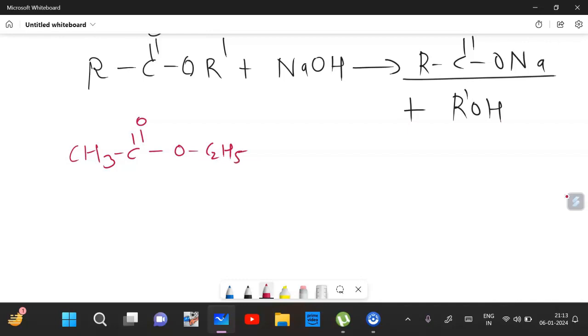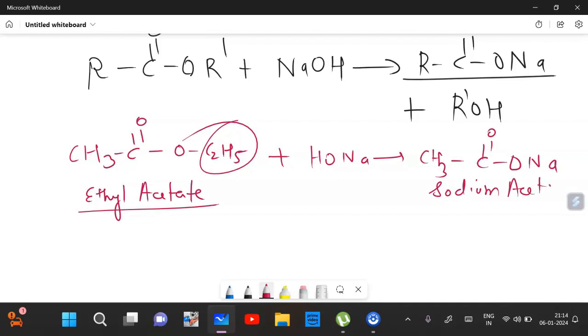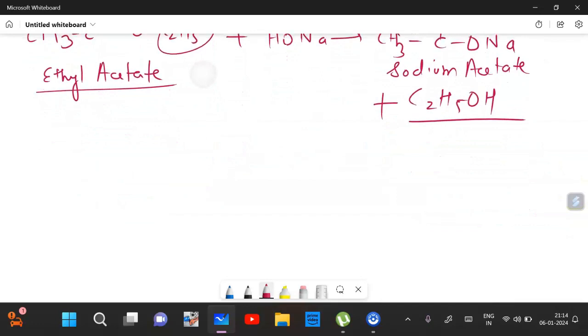This is ethyl acetate. This reacts with NaOH, which you can write as HONa. Simply remove the water and it will form CH3, C double bond O. This is sodium acetate, and with sodium acetate there will be ethanol, C2H5OH. Ethanol will be formed, and by fractional distillation you can take it out.